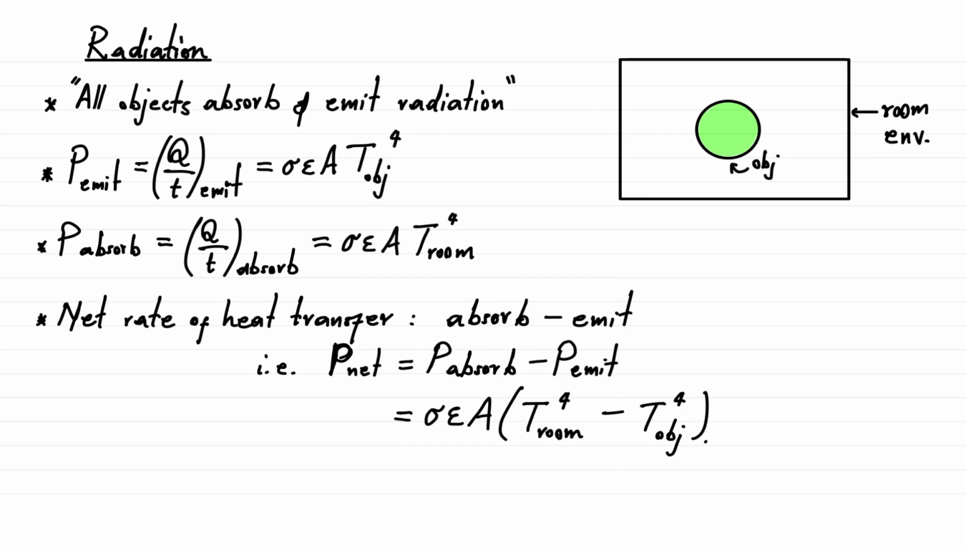Okay, but what if we are interested in how much energy, or how fast the object is absorbing energy? Well, we would use Stefan Boltzmann's law of radiation again, but the difference this time is that the temperature we will use is not of the object, but of the room. So the hotter the room, the faster the object will receive radiation from the room.